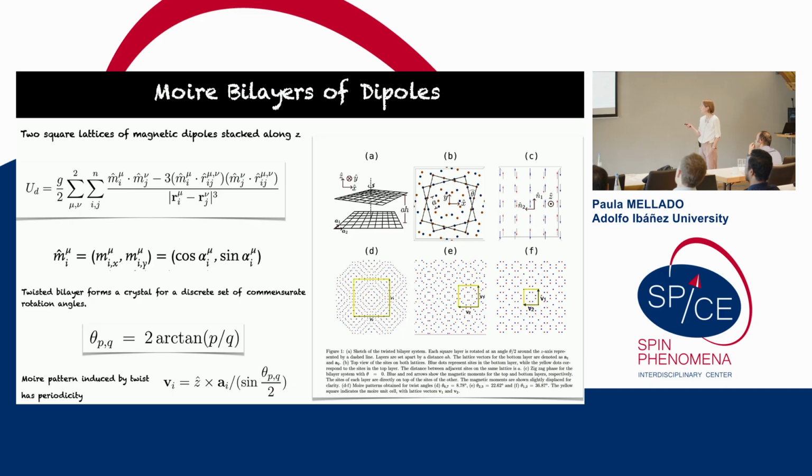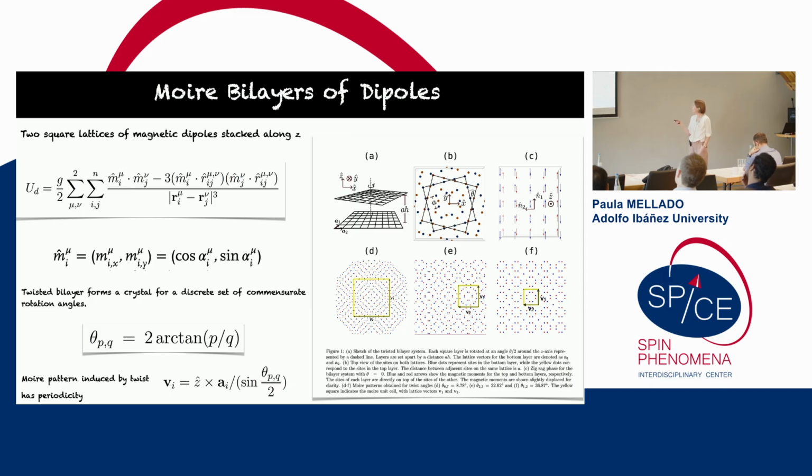energy of the system, where mu and nu mean the different layers, and i and j mean the different magnets. Okay, this is the energy scale, which is the dipolar energy between nearest neighbor magnets, and is proportional to the intensity of the magnetic moment, mu naught, etc. And the lattice constant. So this is the magnetic moment.